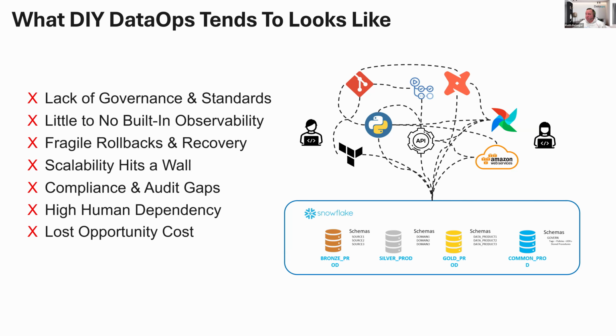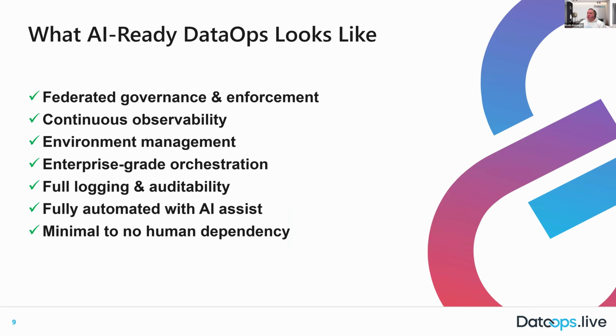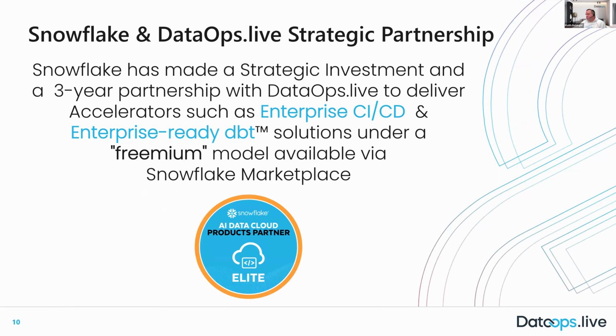And what we tend to see is people do what we call good enough. They do just enough to get by, but typically it leaves a lot of gaps in a lot of the things I have here with governance and rollbacks and observability. So really what we're going to show you today is a solution that brings all of that to the table with no development, right? We have federated governance and enforcement, continuous observability, environment management, orchestration, logging and auditability, fully automated with AI assist, really requiring minimal to no human dependency to do that.